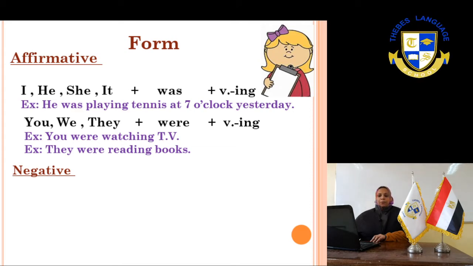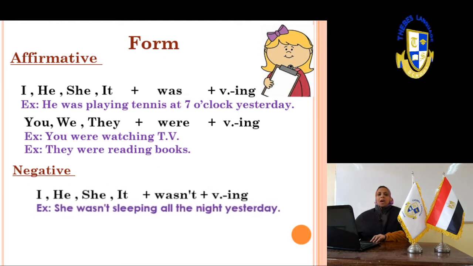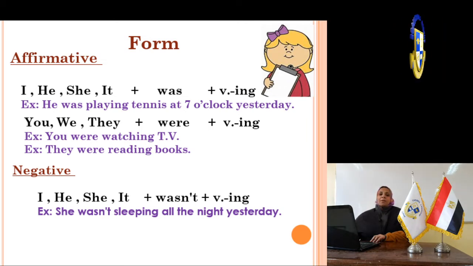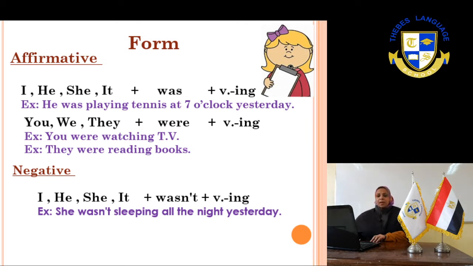Now, for the negative form, how can I make the negative? Negative means not. So, I will add the word not to the helping verb. As in the example, she wasn't sleeping all night yesterday. Or, as in the example also, with the plural pronouns, we weren't playing computer games. I add the word not to the helping verb was or were. Okay, the next slide.